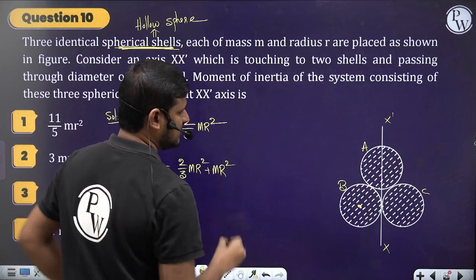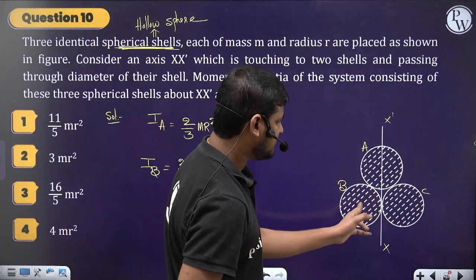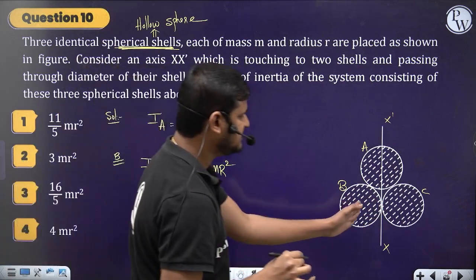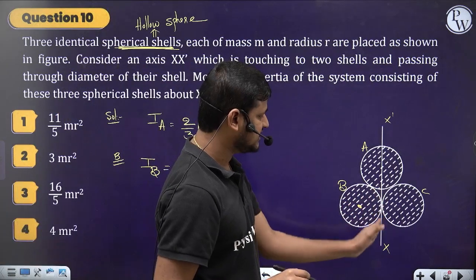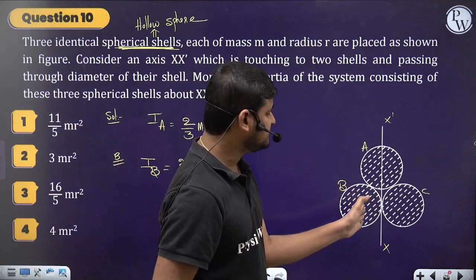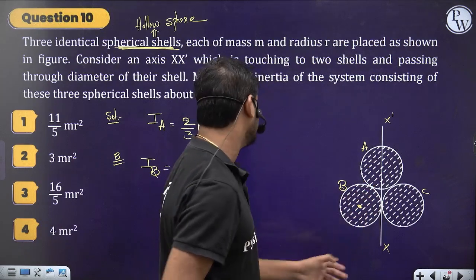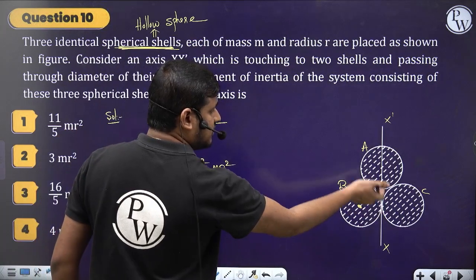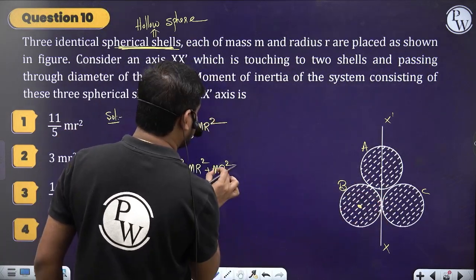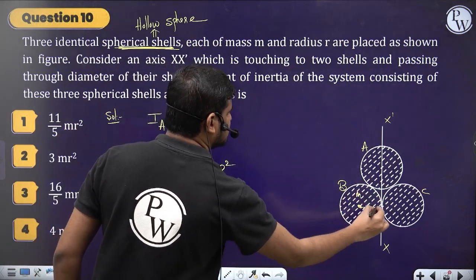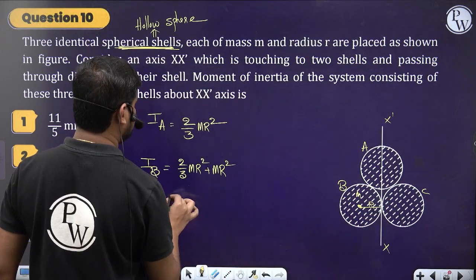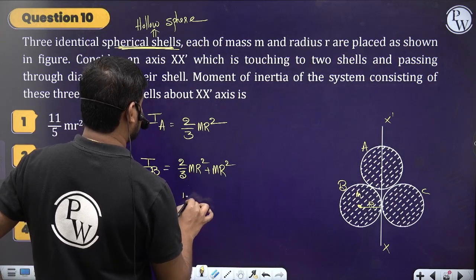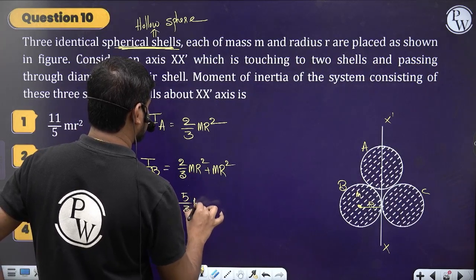Simple thing. For this B1, this axis is a tangent, right? So now about its diametrical axis we already know, 2 by 3 mr square for the spherical shell, plus, applying the parallel axis theorem, its mass is m and the distance will be r. That's why 2 by 3 mr square plus mr square, which is 5 by 3 mr square.